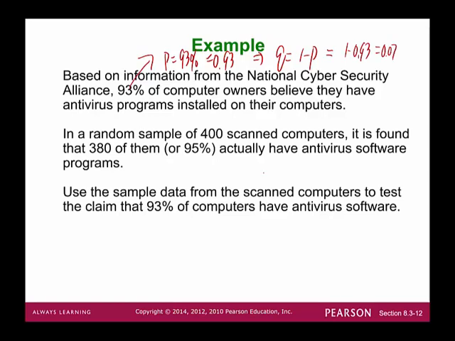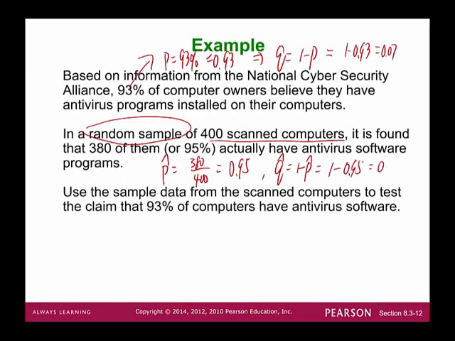In a random sample, 400 computers were scanned. So this is a simple random sample, satisfied. It was found that 380 of them actually have antivirus software. That means p hat is 380 divided by 400, which turns out to be 0.95. And q hat must be 1 minus p hat, 1 minus 0.95, which is 0.05.